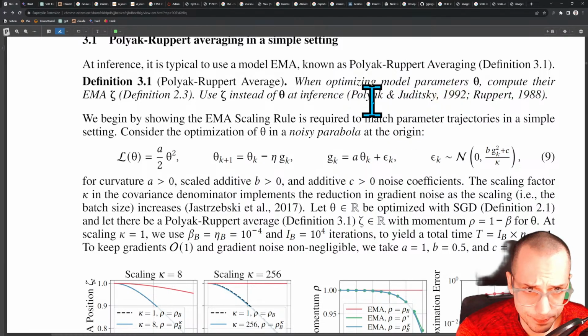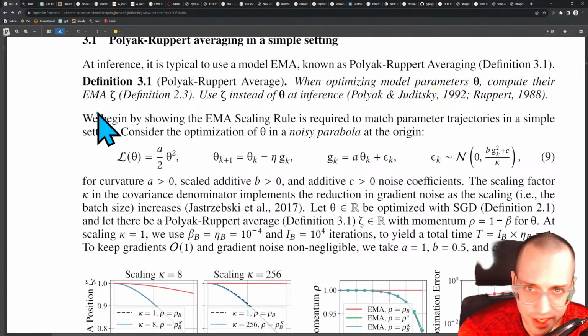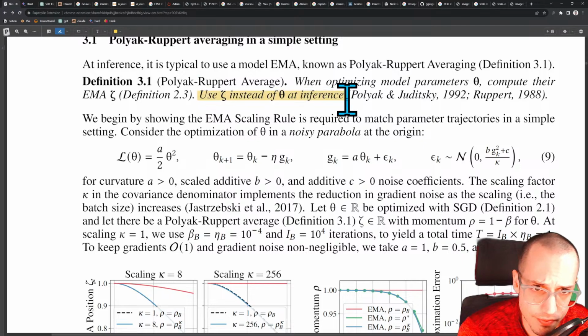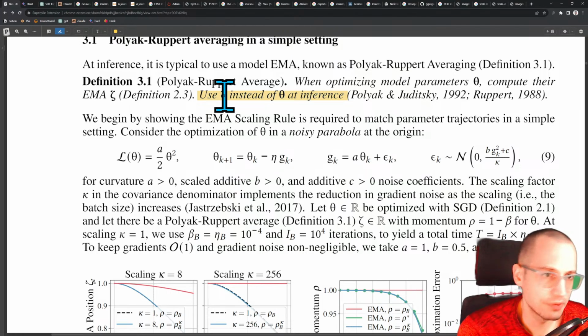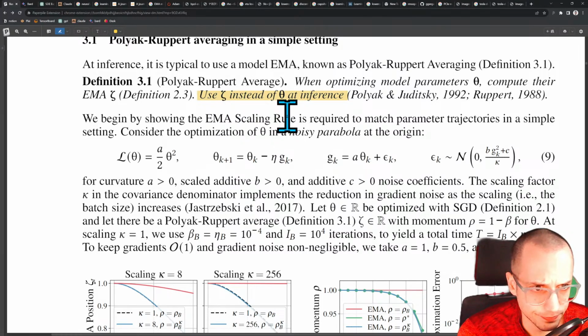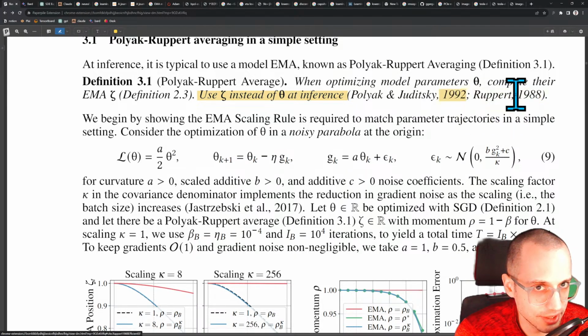Polyak-Ruppert averaging. When optimizing a model parameter theta, compute its EMA zeta and use zeta instead of theta at inference. So use the exponential moving average instead of the actual value of the model weights, because the exponential moving average is going to be a little bit more stable, and therefore it's probably going to give you a slightly better answer. But look at this, dude.